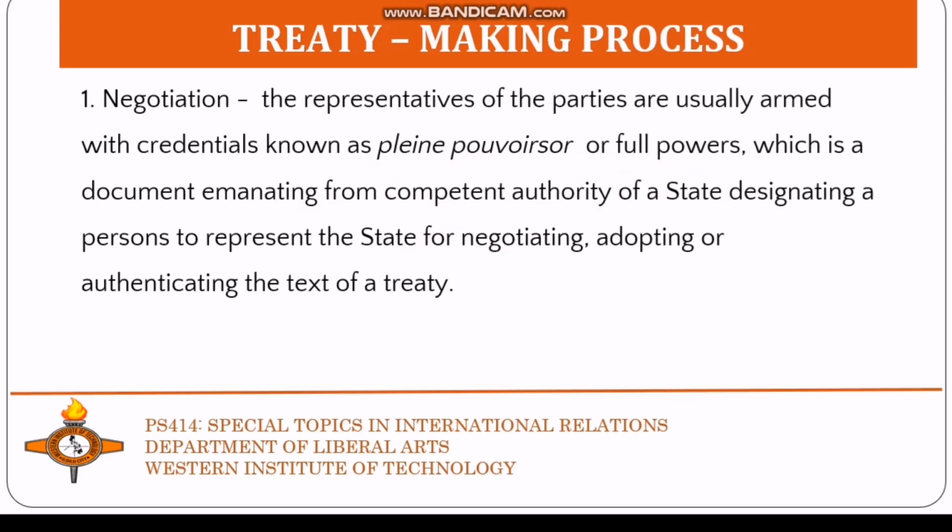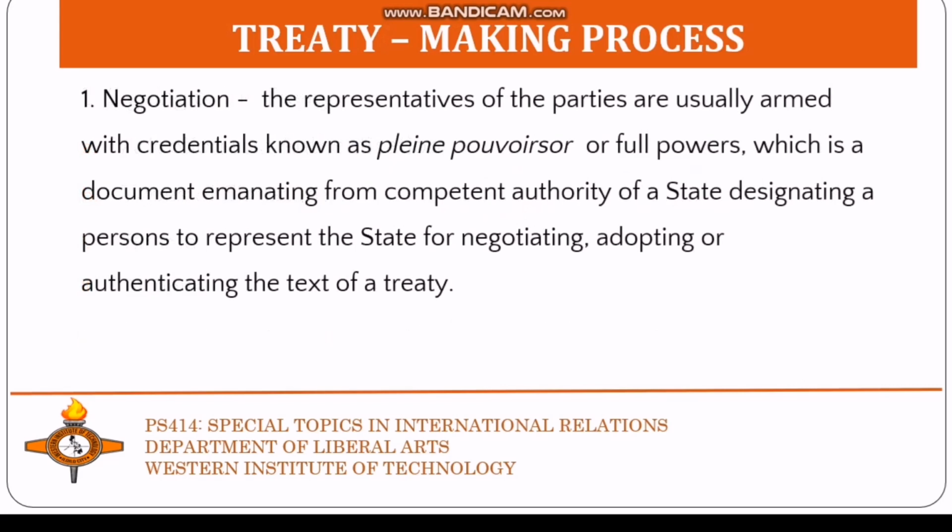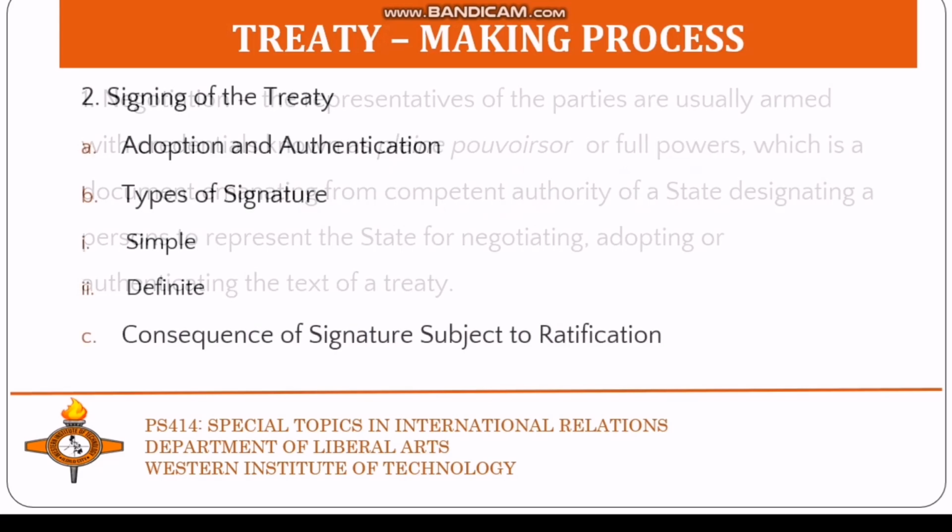So the representatives of the parties are usually armed with a credential known as plenipotentiary, or full powers, which is a document emanating from the competent authority of the state designating a person to represent the state for negotiating, adopting, or authenticating the text of a treaty. It could be the head of the state, head of the government, the foreign minister, the head of diplomatic mission, and the representative accredited by the state to an international conference.